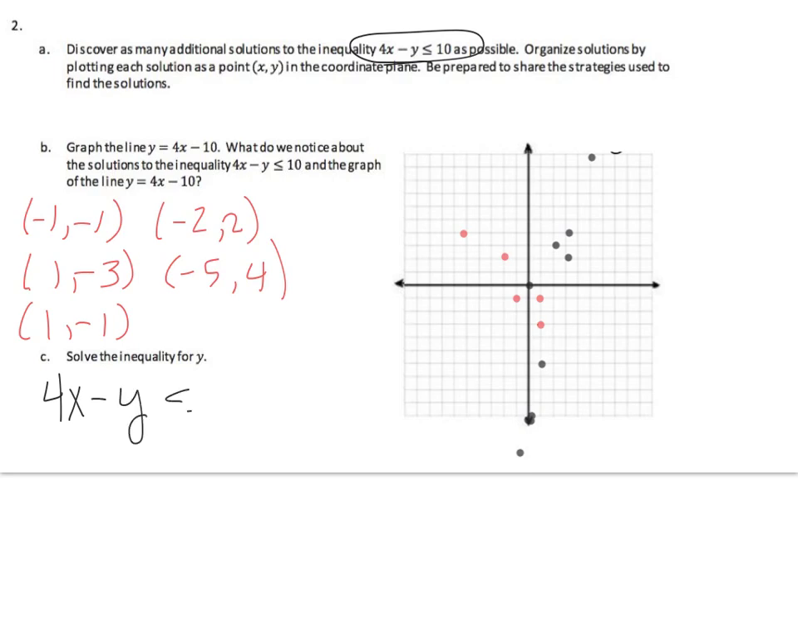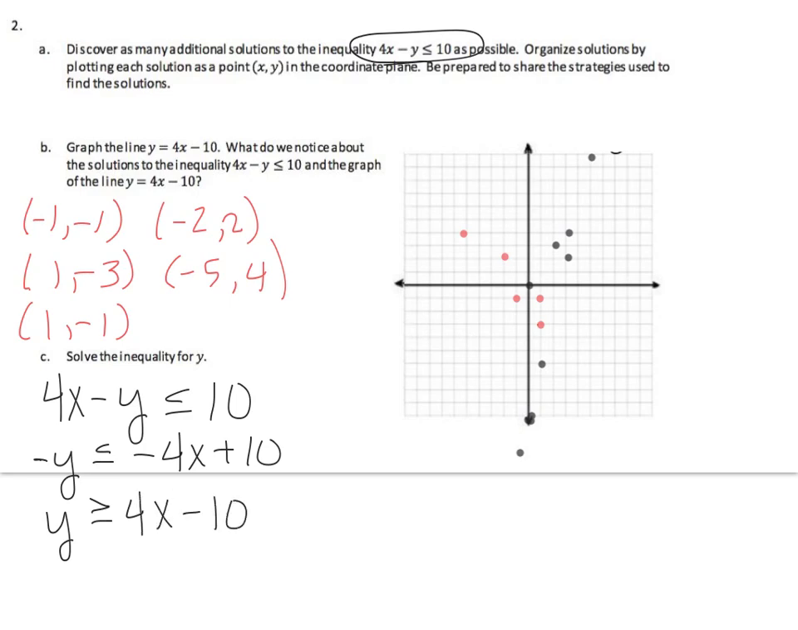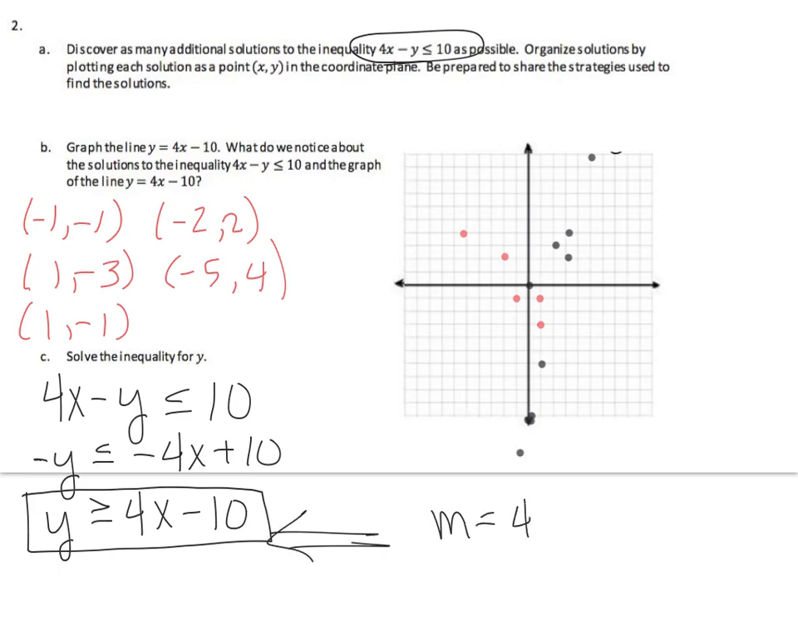Okay, this next step says solve the inequality for y. So I have negative y less than or equal to, I'm subtracting 4x from both sides, and then dividing everything by negative 1, which means I have to flip my inequality, remember? So I solved the inequality for y. Now, if I looked at it, I could plot this line. I have a slope of 4 and a y-intercept of negative 10.